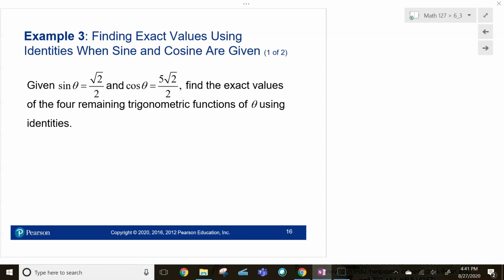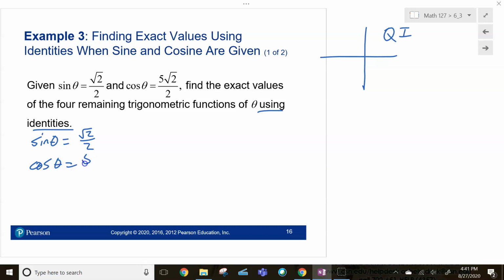All right, let's do some more problems here. Given that the sine of theta is root 2 over 2 and the cosine is 5 root 2 over 2, first of all, notice that the cosine and the sine are positive. So I know this is in quadrant 1. They're both positive. All we have to do here is find the exact values of the 4 remaining trig functions using the identities. Let me write them all first. This was given.